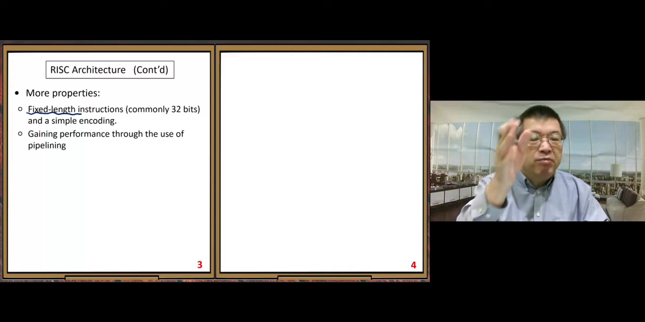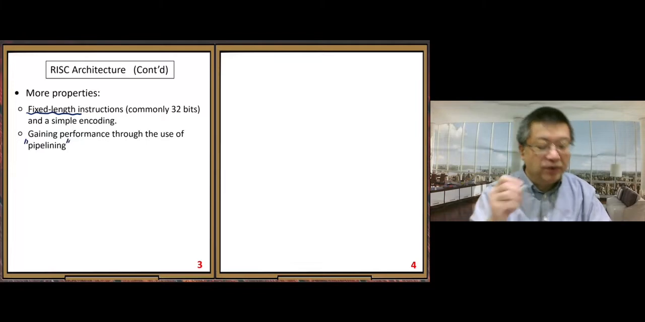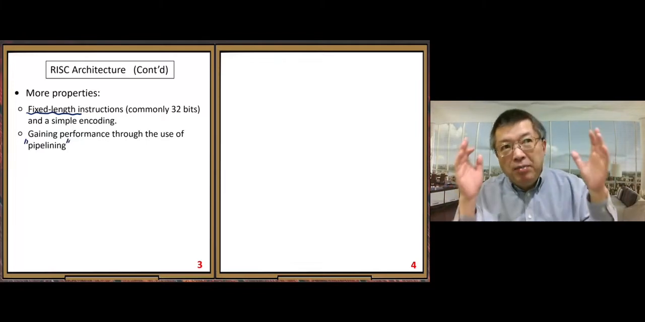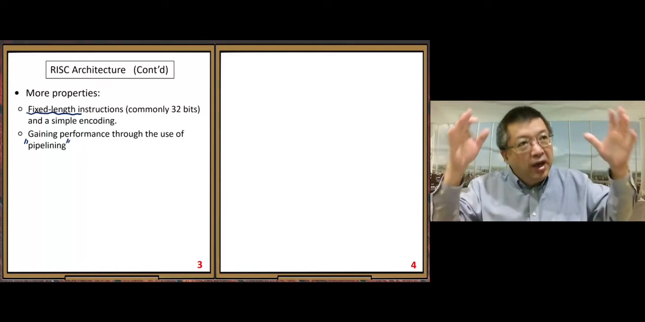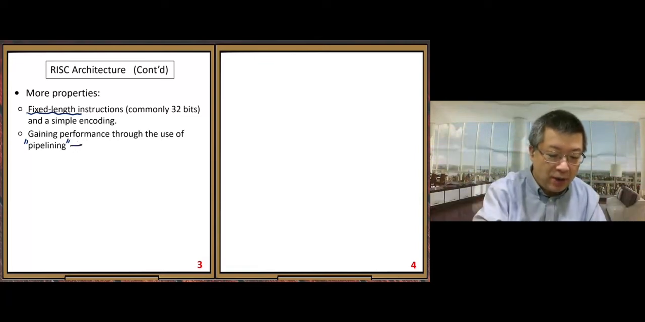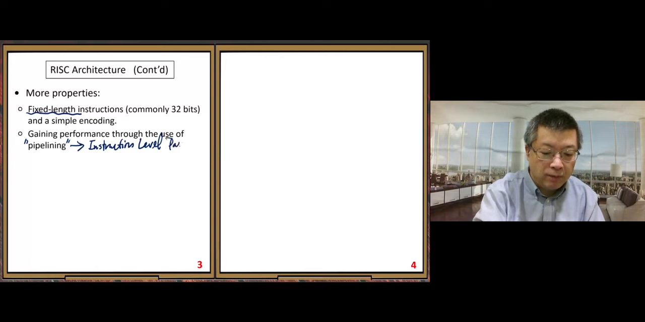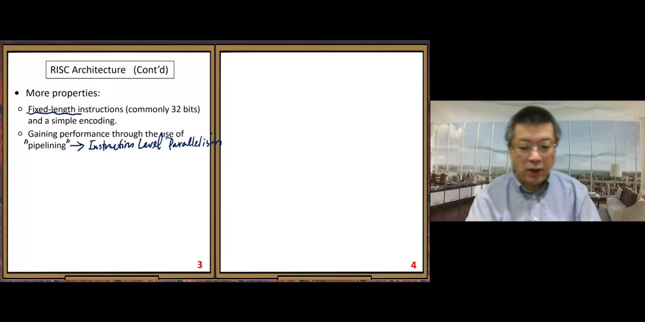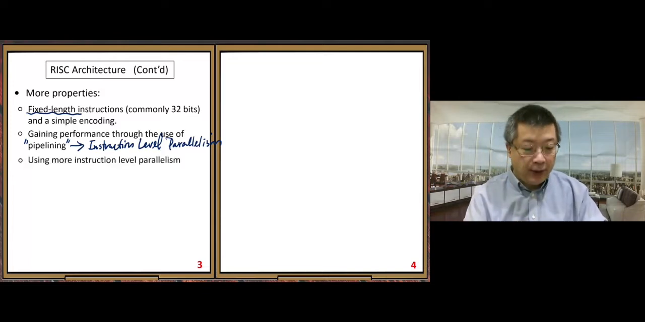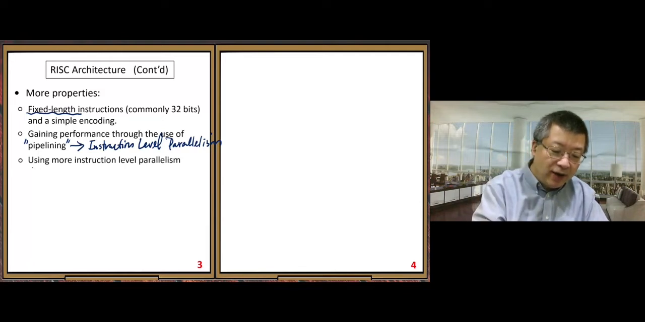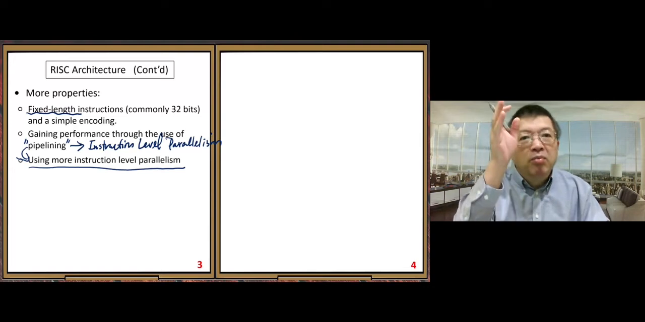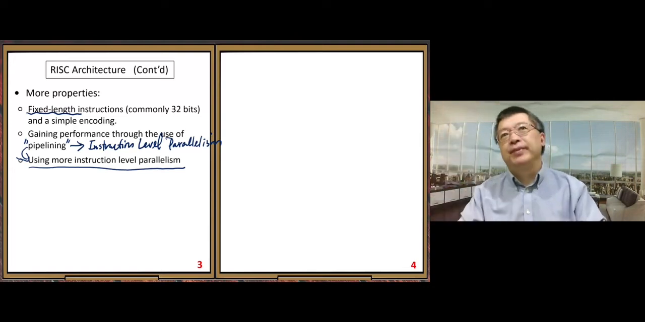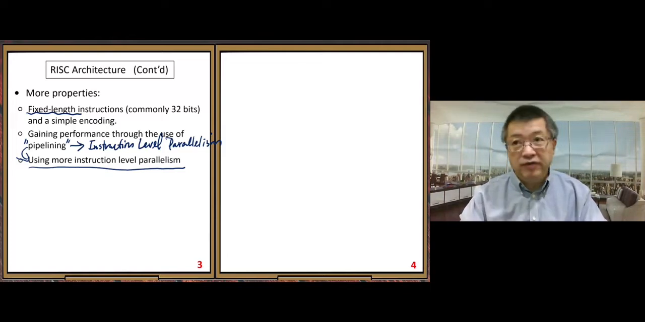Gaining performance through the use of pipelining. This technique is very important. Later, we will spend a lot of time studying pipelining, using a pipelining way to do instruction level parallelism. That's a big topic. In pipelining, we will explore more instruction level parallelism. The method is very smart. We will get there.